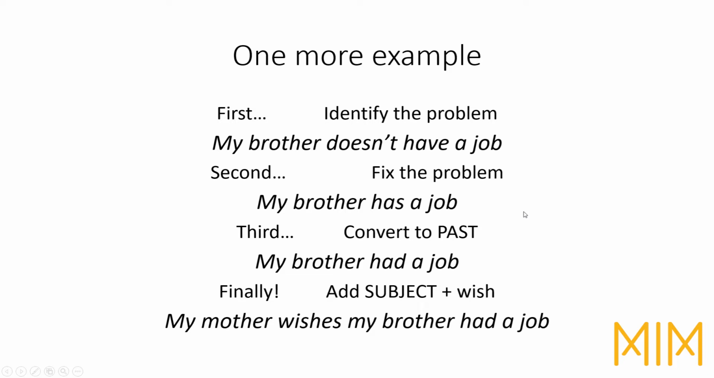So my brother doesn't have a job. Okay, my brother doesn't have a job. This is a negative structure. So once again, we're going to fix the problem and change that to my brother has a job. He doesn't have a job. He has a job. The past tense of has is had. My brother had a job. My brother had a job is the past tense of my brother has a job.